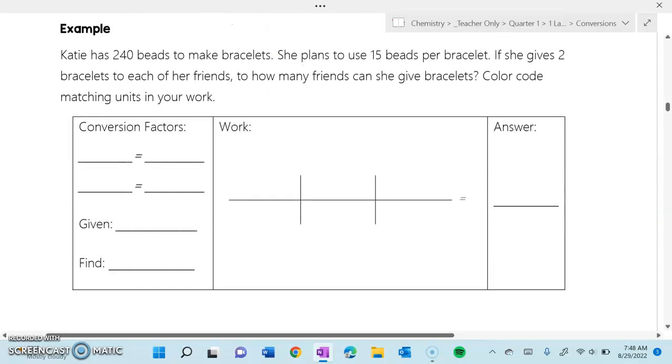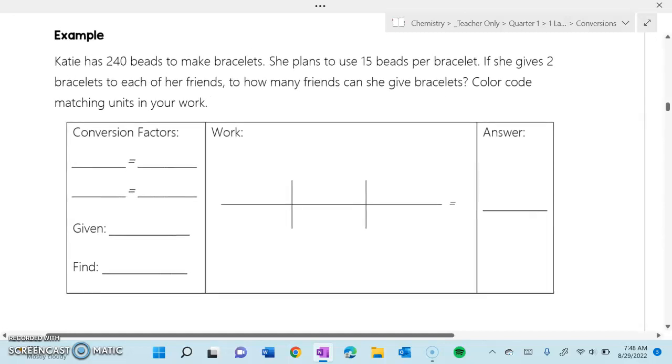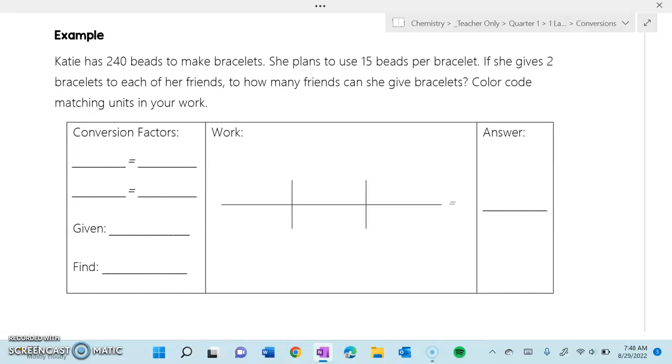Let's take a look at an example word problem for doing the work of a conversion problem using dimensional analysis. Katie has 240 beads to make bracelets. She plans to use 15 beads per bracelet. If she gives 2 bracelets to each of her friends, to how many friends can she give bracelets? Color code matching units in your work.